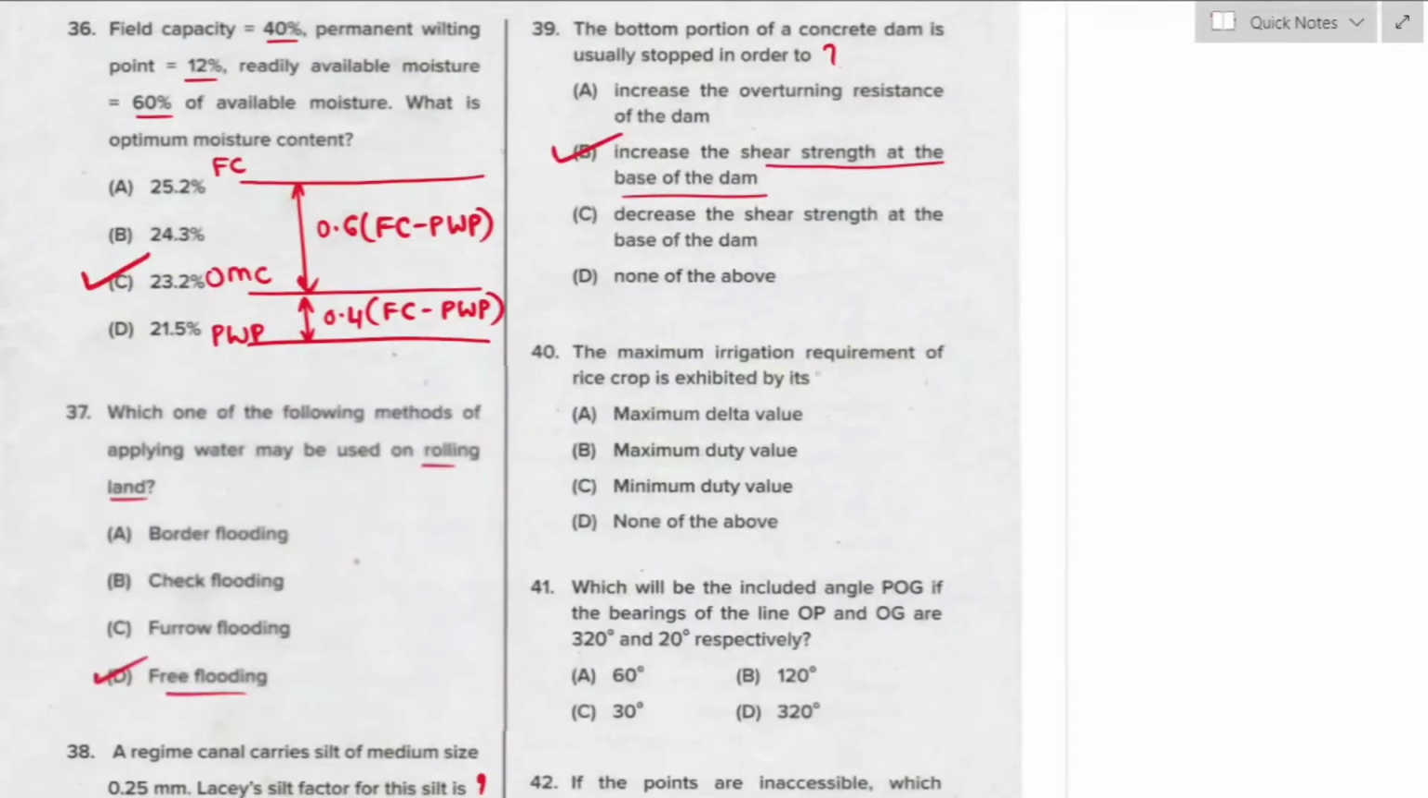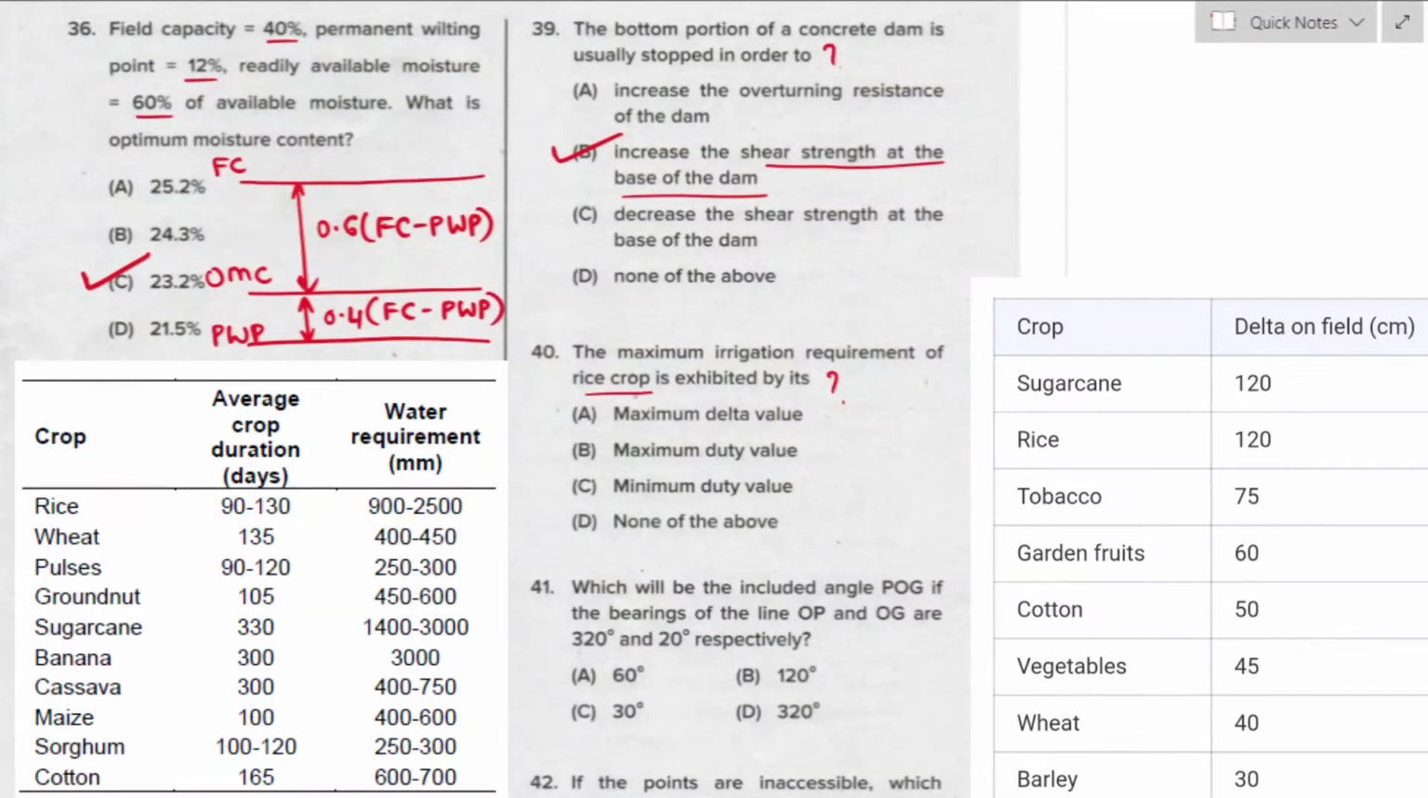Question number 40. The maximum irrigation requirement of rice crop is exhibited by. In the following table, you can observe the duty and delta values of different types of crops. So, from the table we can say that water requirement or delta of the rice crop is maximum and duty of the rice is minimum. So, both these properties are inversely proportional to each other. So, the maximum irrigation requirement of rice crop is exhibited by its minimum duty value. Option C is the right answer.